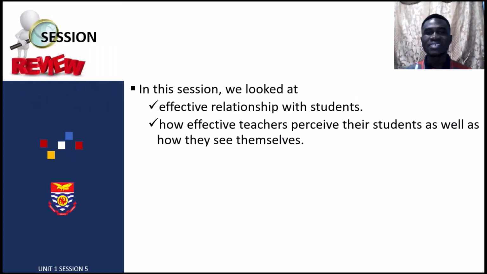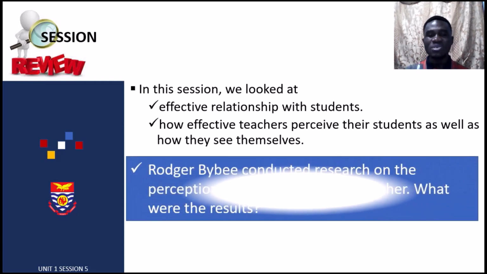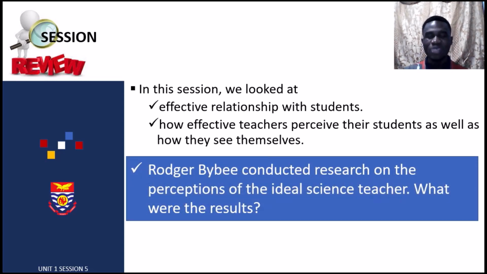Now, students, in this session we looked at effective relationships with students, and we saw how effective teachers perceive their students as well as how they see themselves. As we bring the session to an end, we saw that Roger Bybee conducted a research on the perceptions of the ideal science teacher. What were the results of the research? Let's find the answer to this question and present our answer in the next session.